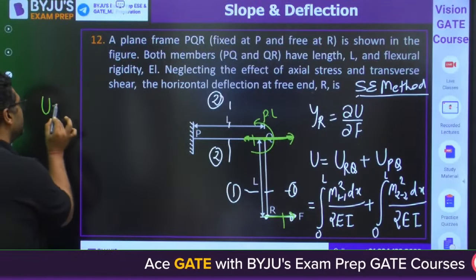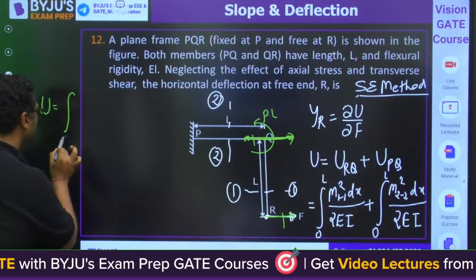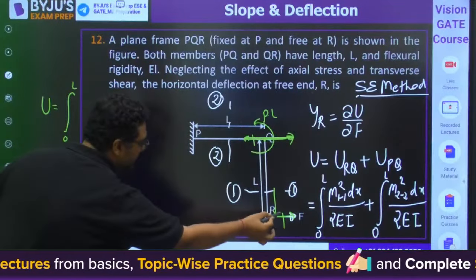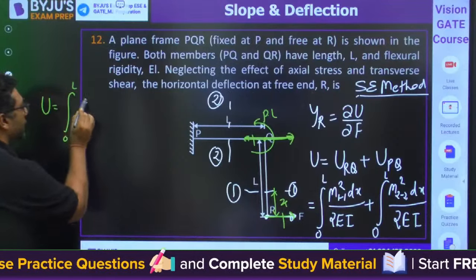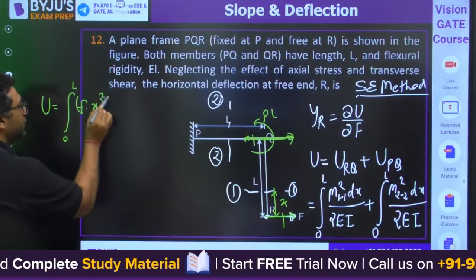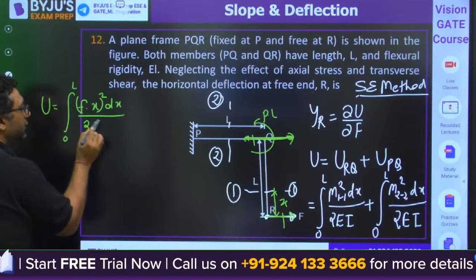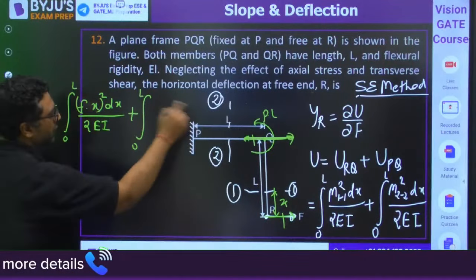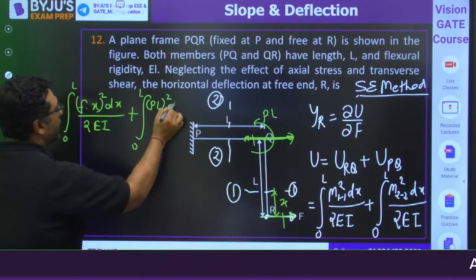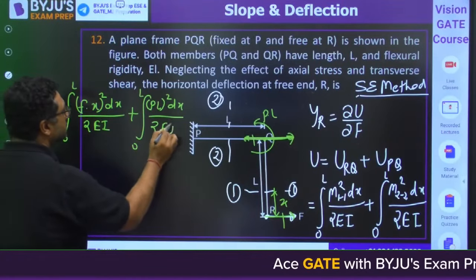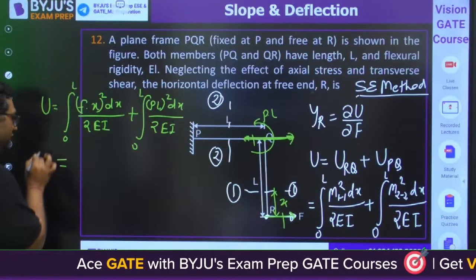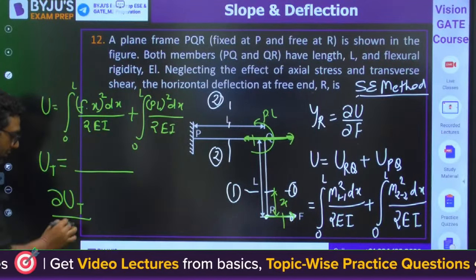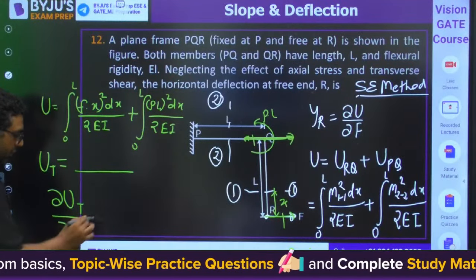So U total is 0 to L, this is X distance, F into X whole square dx upon 2EI, plus 0 to L. You will find the total strain energy from here. Then del UT by del P or del F is the deflection.